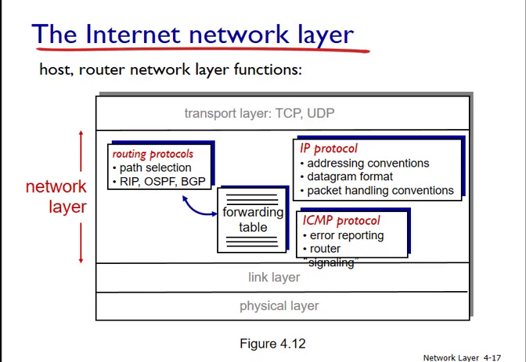As shown here in Figure 4.12, the Internet's network layer has three major components. The first component is the IP protocol. The second major component is the routing component, which determines the path a datagram follows from source to destination. We mentioned earlier that routing protocols compute the forwarding tables that are used to forward packets through the network. The final component of the network layer is a facility to report errors in datagrams and respond to requests for certain network layer information. This is the Internet Control Message Protocol, usually abbreviated ICMP.